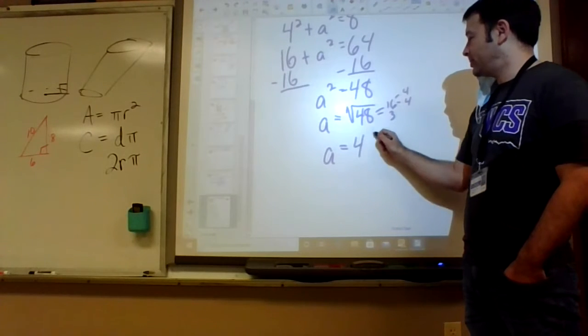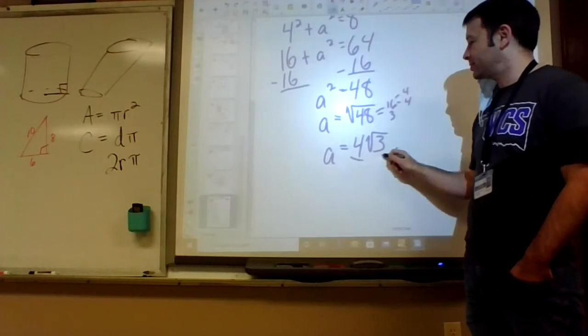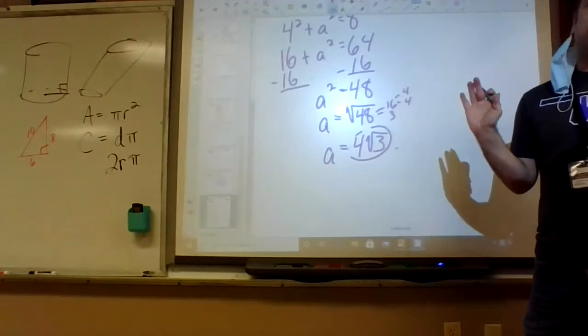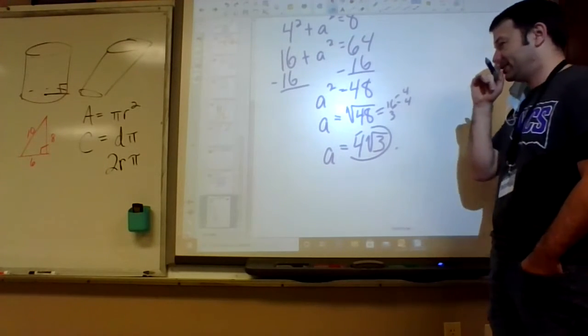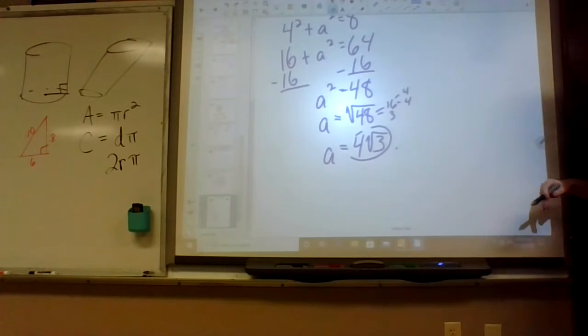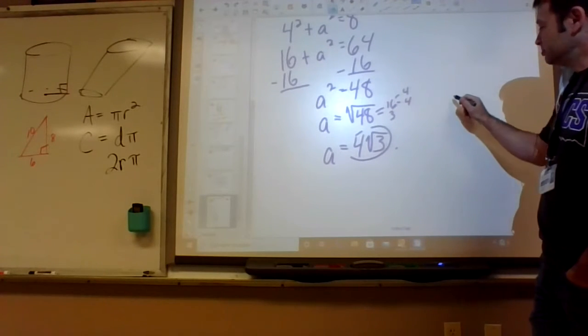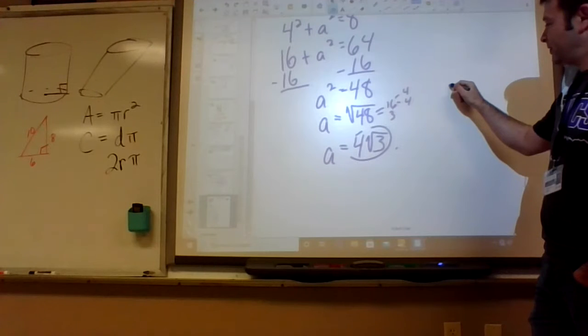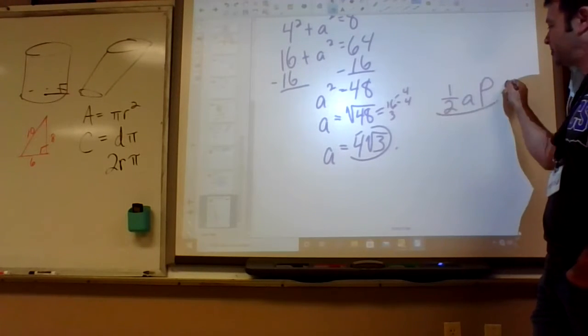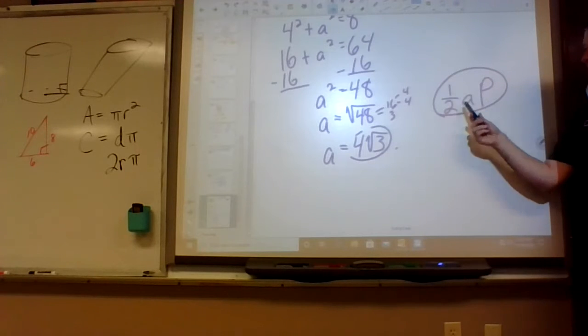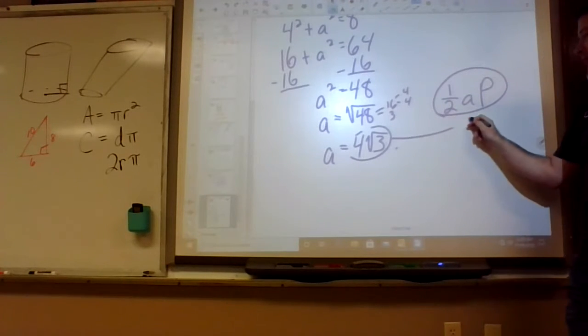I'm not gonna change it to a decimal. We're gonna leave it as 4 square root of 3. Okay, that's not the answer. That's just the apothem. We're not even close to the answer yet. We're trying to find the area of that hexagon. We're using this formula, 1/2 apothem times perimeter. We just found the apothem.